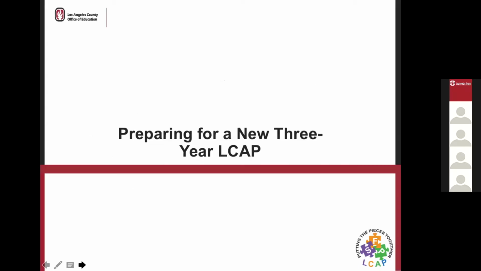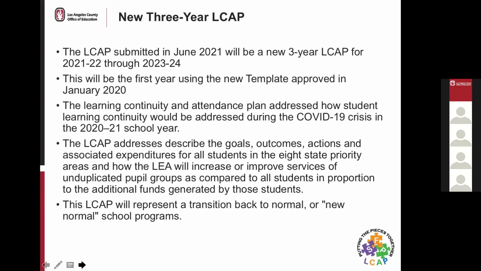Before we go into some of the details, we wanted to do a little overview of preparing for this new 3-year LCAP, with a few reminders and a few things you might want to consider as you get ready to approach this work. First, let's look at what the 3-year LCAP is. The new LCAP you're going to submit this June is going to be a new 3-year LCAP for the period of 2021 through 23-24. This is going to be the first year that LEAs will be using the new template that was approved in January of 2020, because it wasn't used last year since we didn't have an LCAP.